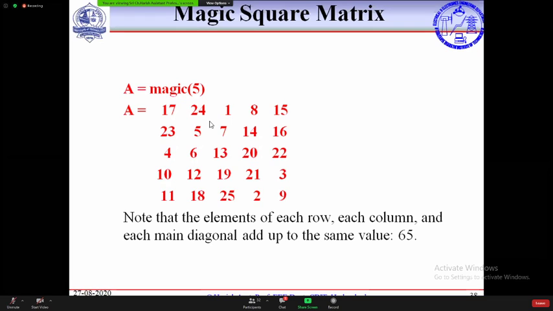If you go for magic of 4, it will be a 4 by 4 and it will not be 65 always. This summation value may differ every time.